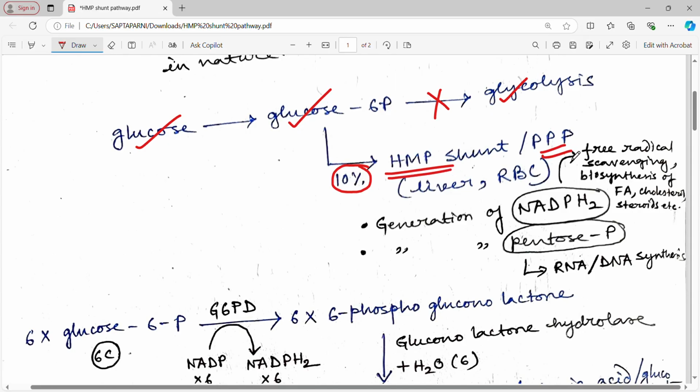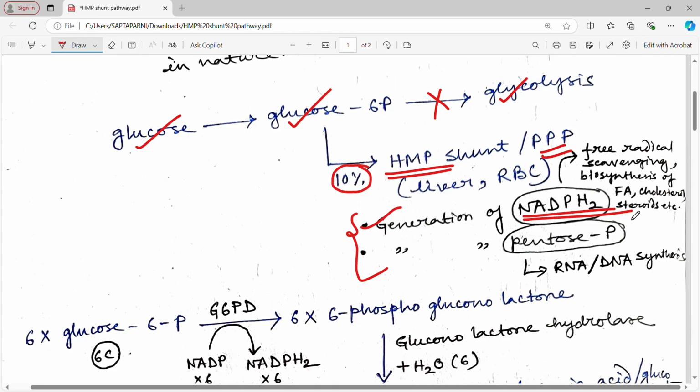Now, why does this 10% of glucose bypass through the HMP pathway? There are two main reasons. One is the generation of NADPH2. Now, what is NADPH2? NADPH2 is a coenzyme. Remember that NADPH2 is different from NADH2. NADH2 is the coenzyme which goes through the ETC or electron transport chain and generates ATP, but NADPH2 generally does not generate ATP. Rather, it has other very important functions in our body.